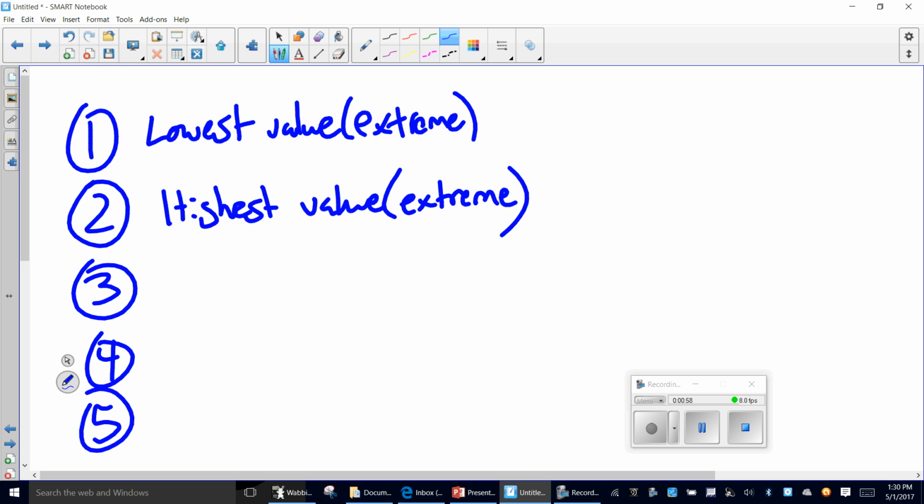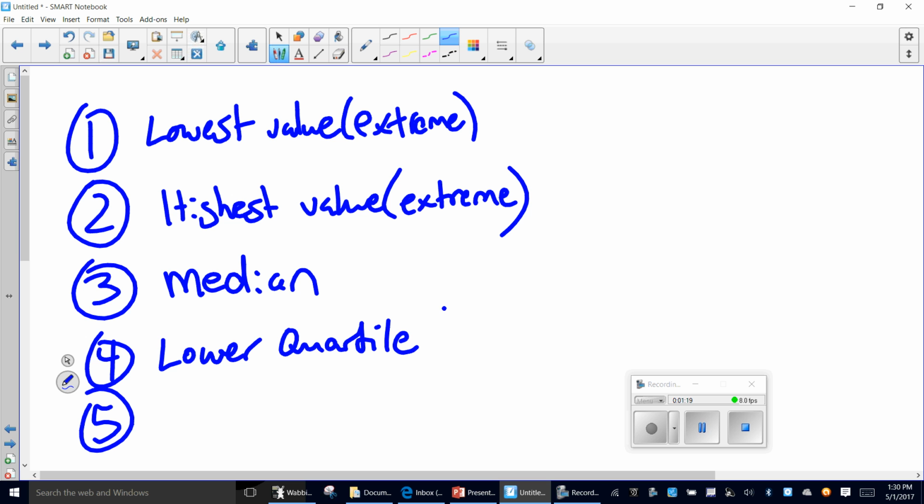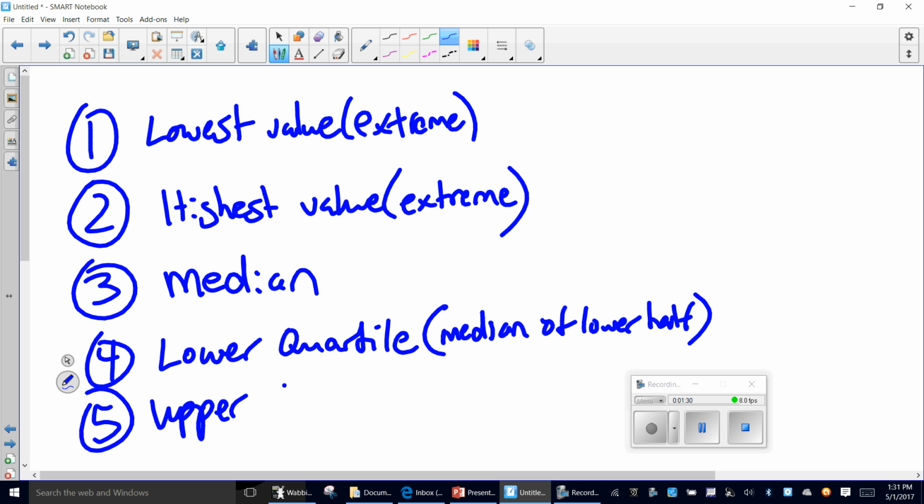What's the purpose of a box and whisker plot? It basically displays data, and it splits the data into 4 equal parts. So we cut it in half. We find the median. Then we find the lower quartile, which is the median of the lower half. And then we find the upper quartile.